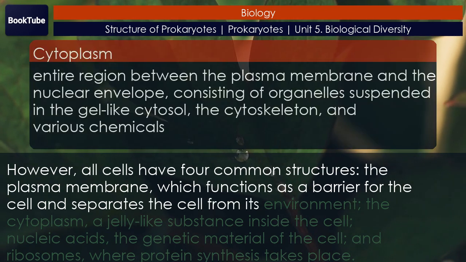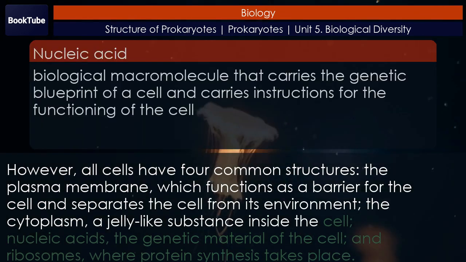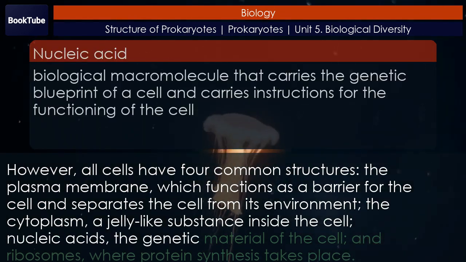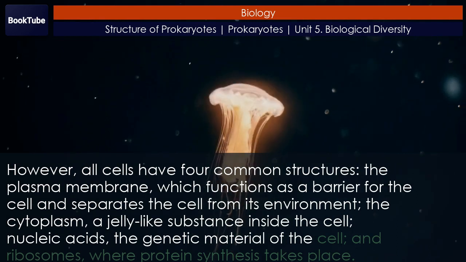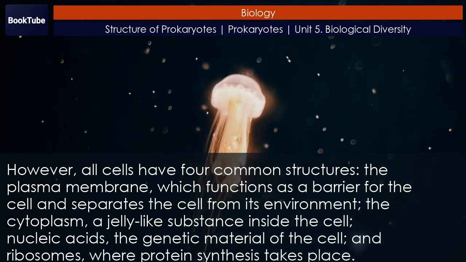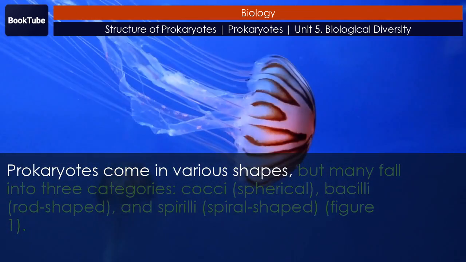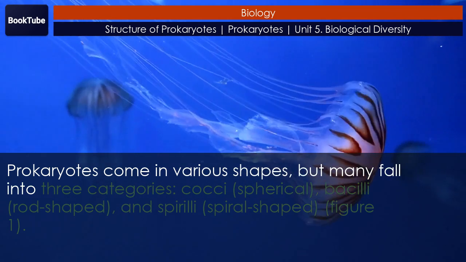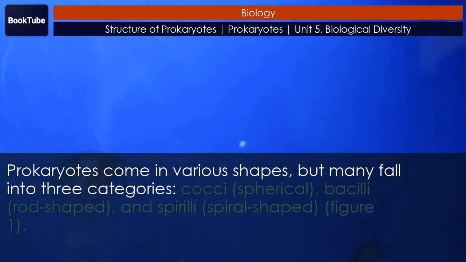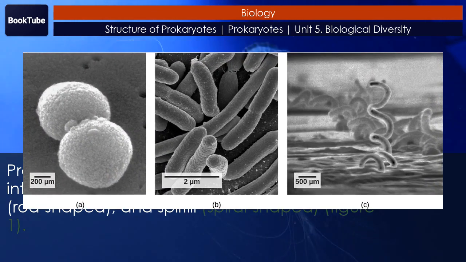The cytoplasm, a jelly-like substance inside the cell. Nucleic acids, the genetic material of the cell. And ribosomes, where protein synthesis takes place. Prokaryotes come in various shapes, but many fall into three categories: cocci, spherical; bacilli, rod-shaped; and spirilla, spiral-shaped.